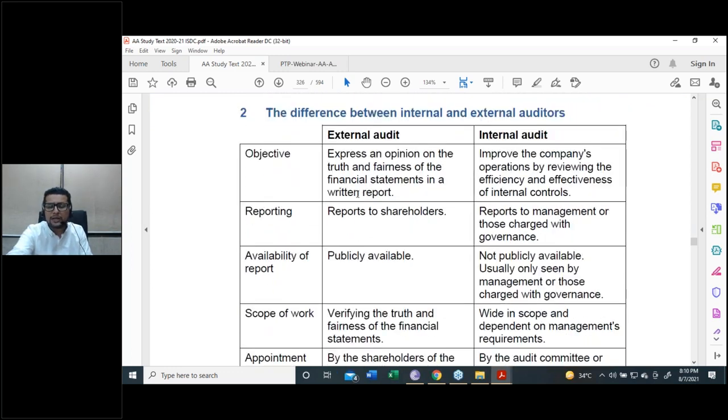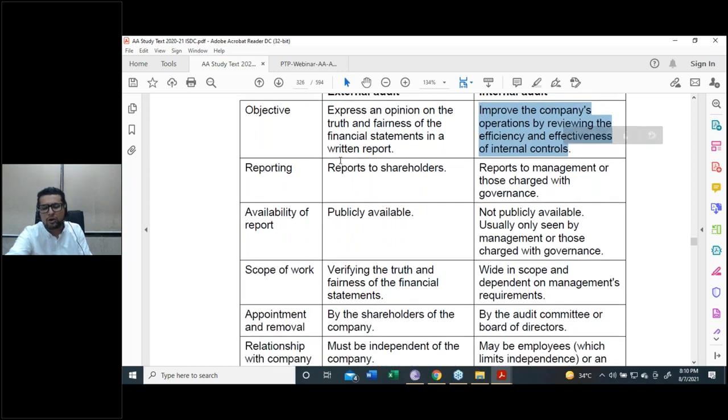What's the difference between internal audit and external audit? External auditors express an opinion on the financial statements, whereas internal auditors tend to look for improvements in the company systems. External auditors report to the public at large, more importantly shareholders.